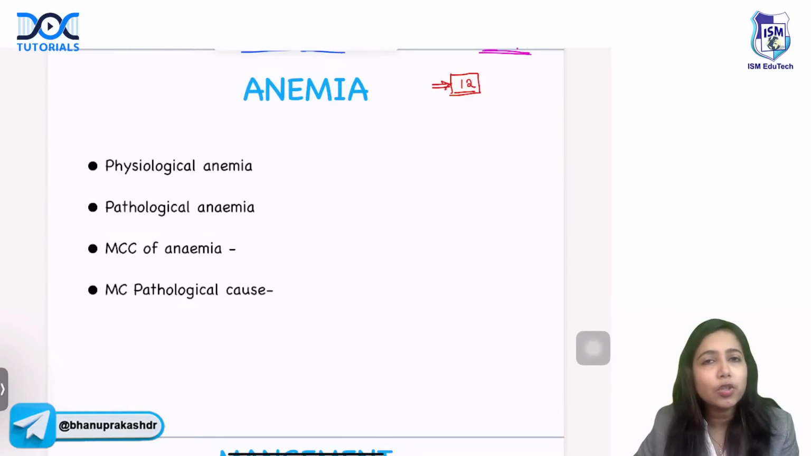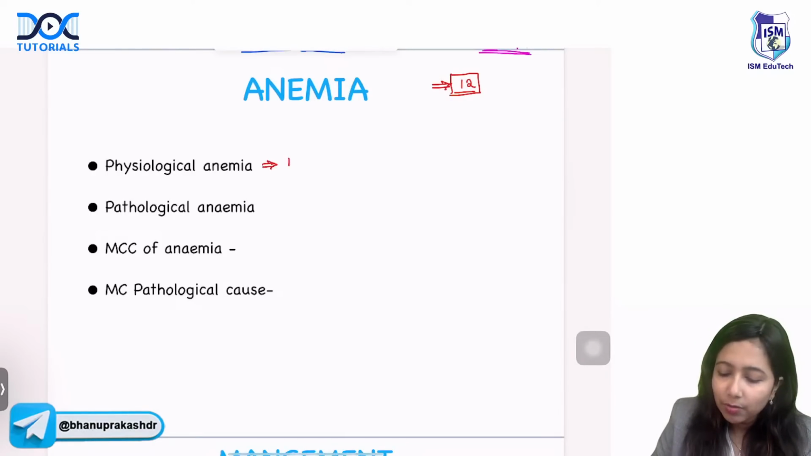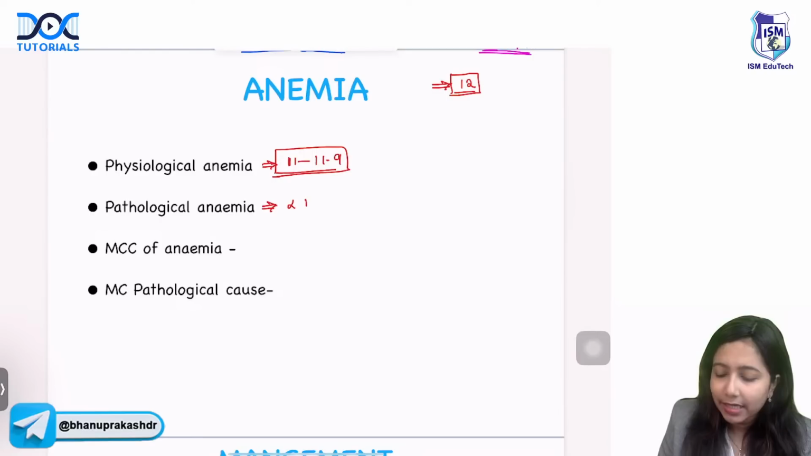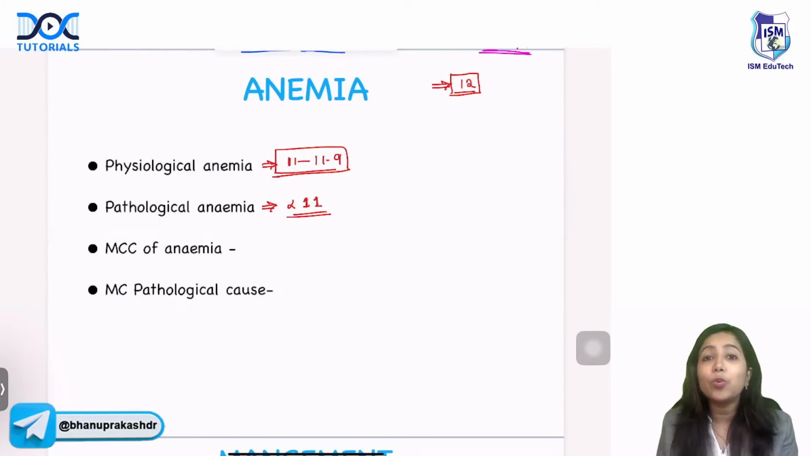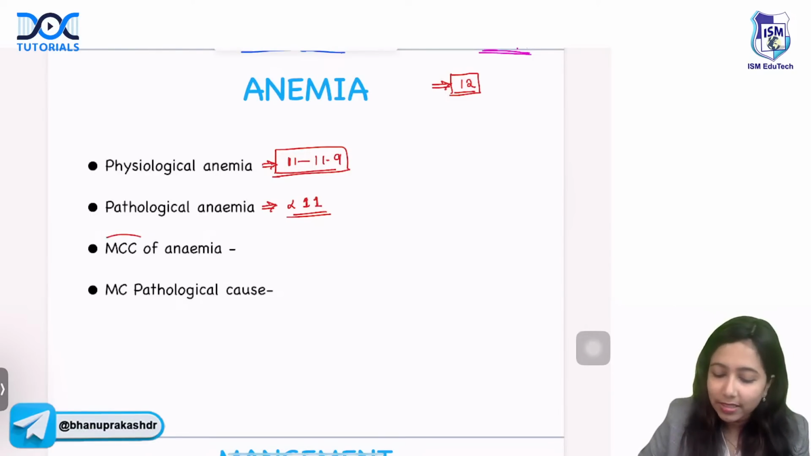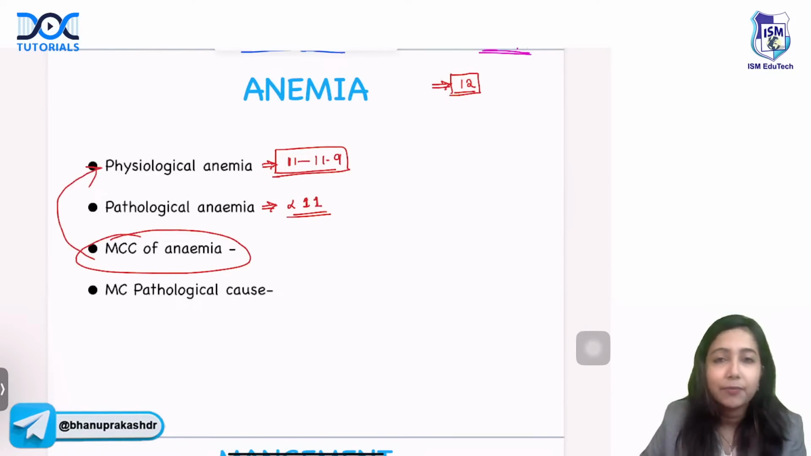But in pregnancy, usually there can be some form of anemia, and levels from 11 to 11.9 are known as physiological anemia. It is something normal, it is physiological. But if the levels are less than 11, it is known as pathological anemia. And if they ask you which is the most common cause of anemia, the most common cause is physiological anemia.